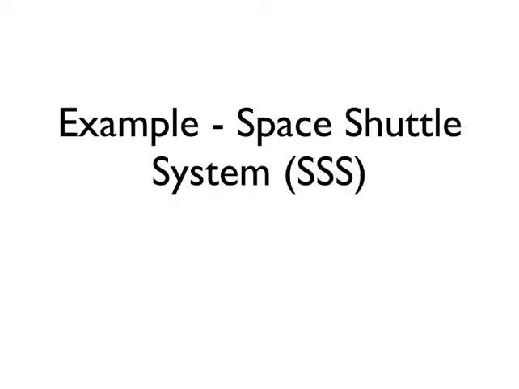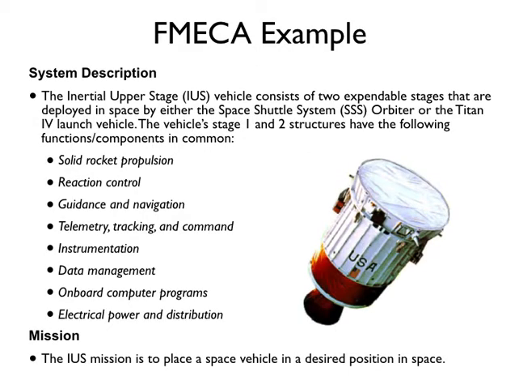So I'll run through these. The first one is kind of a space systems example. This is the Inertial Upper Stage vehicle, and it consists of two expendable stages that are deployed in space by either the Space Shuttle system orbiter or the Titan IV launch vehicle. And this is a real example, by the way, so that adds some good relevance.